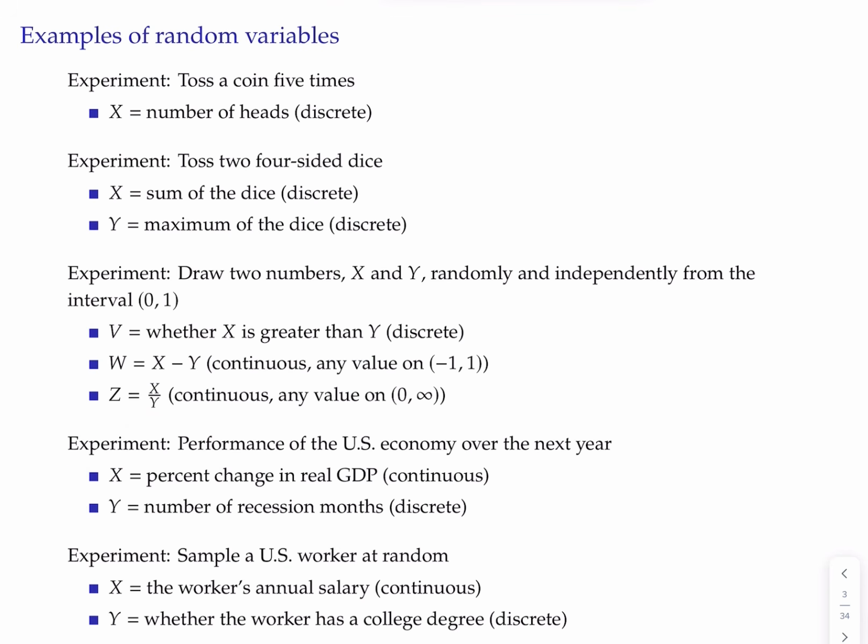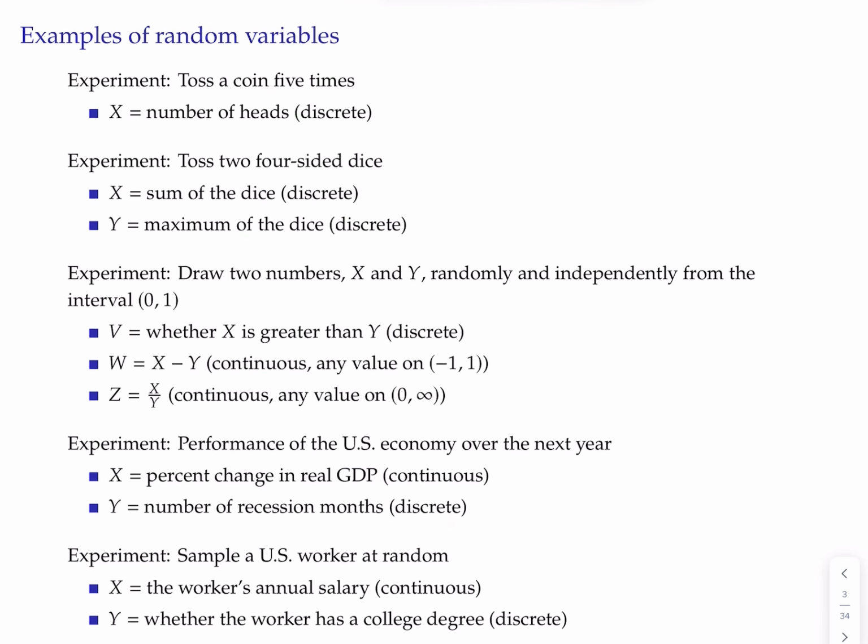Stretching the definition of an experiment just a little bit, think about the performance of the U.S. economy over the next year. We can think of this as random in the sense that we can't perfectly forecast it. Okay. The percent change in real GDP over the next year can take on any value in some reasonable interval, so that's continuous. The number of months over the next year that the U.S. economy is in recession is discrete, integers 0 through 12.